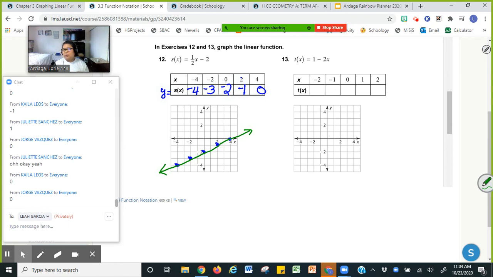When I check your paper, you think I'm going to check everything, and that's going to take me forever. So what do teachers do when they check? They look at the point where you cross your y-axis. You call that your y-intercept.